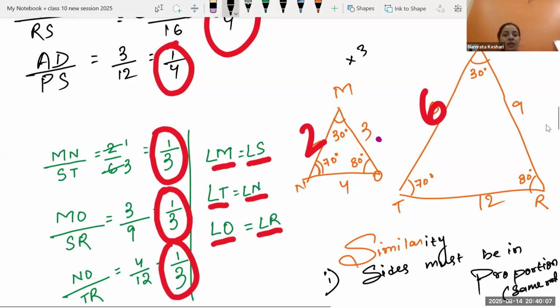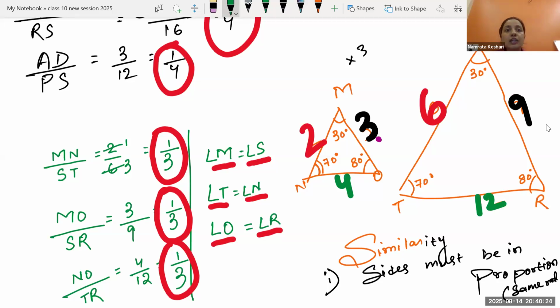We are stretching it in such a way that 3 centimeters became 9 centimeters. 3 times. And we are stretching it in such a way that this 4 centimeters became 12 centimeters. Again 3 times. So by maintaining proper measurement, each and every side we are making 3 times, and that way we are stretching it while maintaining the angles the same.